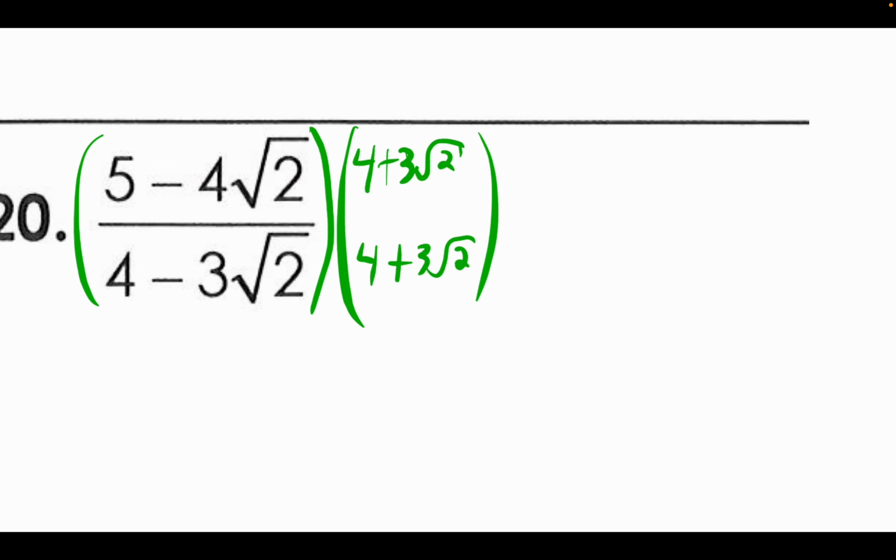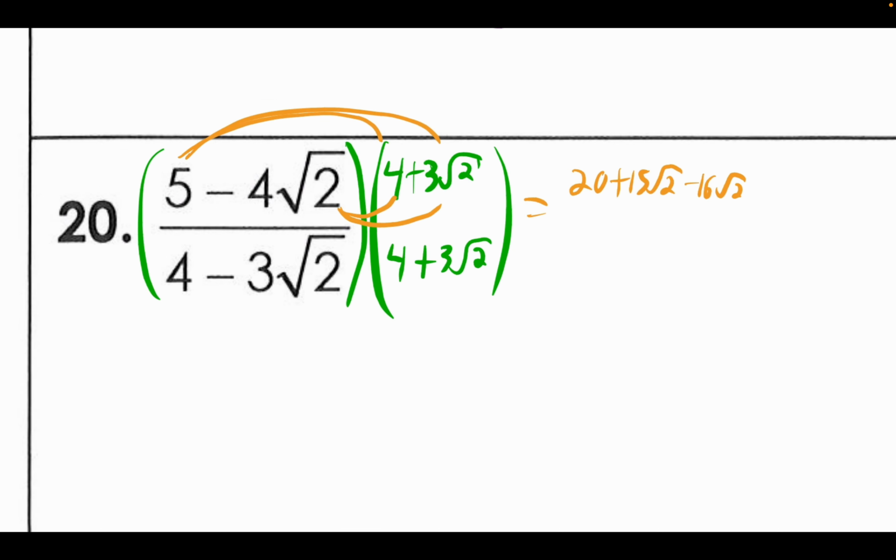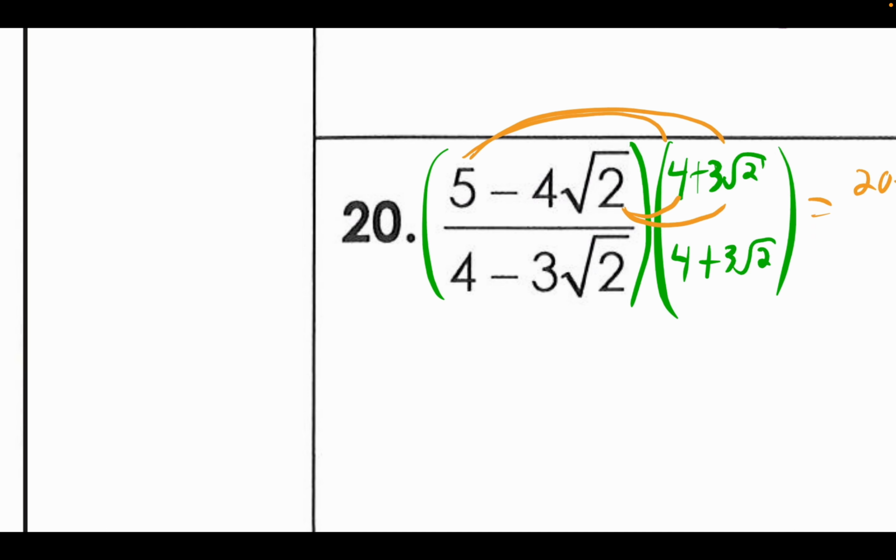And we distribute. So 5 times 4 is 20. 5 times 3 square root of 2 is 15 square root of 2. Negative 4 square root of 2 times 4 is negative 16 square root of 2. And negative 4 square root of 2 times 3 square root of 2. Some of us may benefit from seeing that off to the side. That would end up being negative 12 times 2, because square root of 2 times square root of 2 is 2, which is negative 24. I got the negative 12 from negative 4 times 3, by the way.